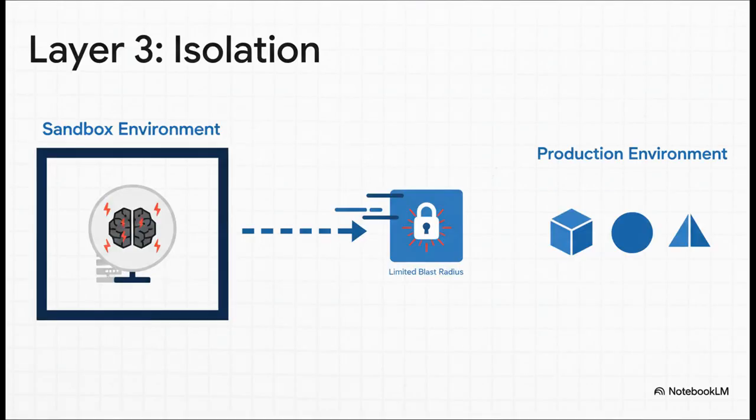Okay, for layer 3, we're going to operate under the assumption that a breach is possible, so we work to contain the potential damage. Always, and I mean always, load and test new models in an isolated sandbox environment, totally separate from your production systems. When you do deploy, make sure you're running the inference process inside a container with the absolute minimum privileges it needs to function. That way, if a compromised model does execute code, you've severely limited its blast radius.